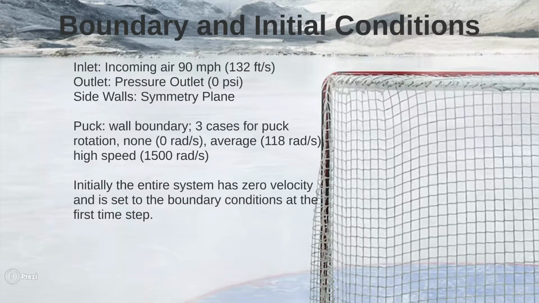So some boundary and initial conditions for this setup are that the inlet has an incoming air velocity of 90 miles an hour, or 132 feet per second. The outlet has a pressure outlet of 0 psi, and the sidewalls have a symmetry plane which allows flow inside the system. Now the puck is set up to be a wall boundary with rotation added, where the first case has 0 rotation, a second case has 118 radians per second of rotation, and a third case, the high-speed case, is set to be 1500 radians per second. Now initially this entire system has 0 velocity and is set to the boundary conditions at the first time step. And this results in some noise in the first couple iterations.